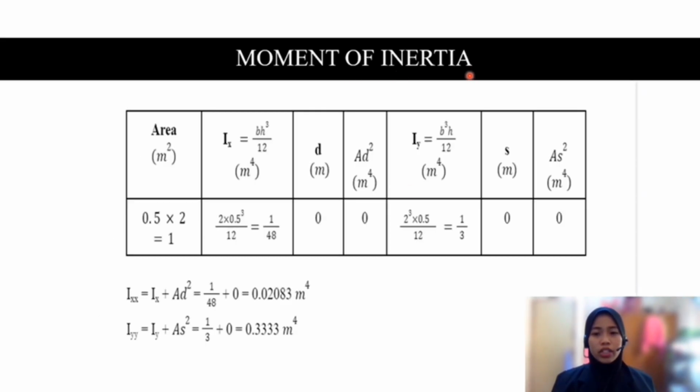Lastly, moment of inertia of the beam. After the calculations, we get moment of inertia about the x-axis is equal to 0.02083 meter to the power of 4, and the inertia about the y-axis is equal to 0.3333 meter to the power of 4. That's all for me.